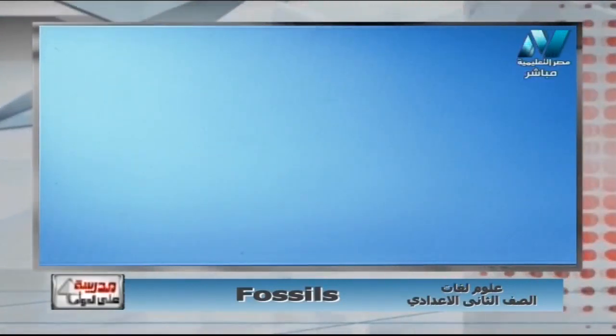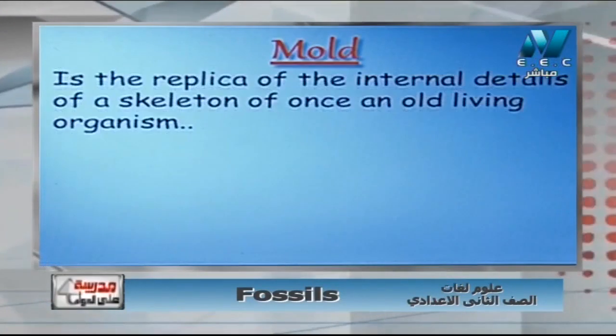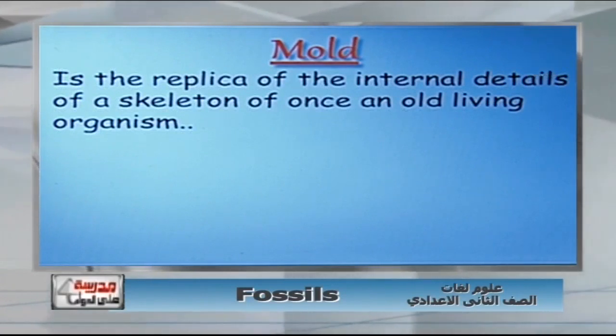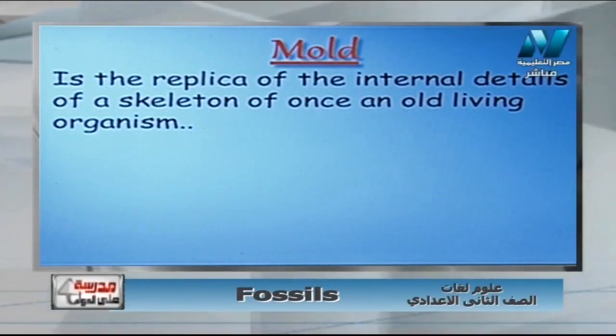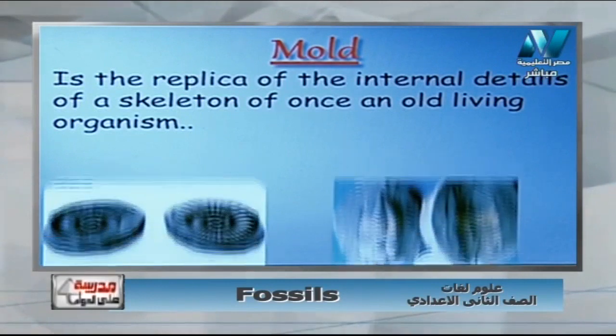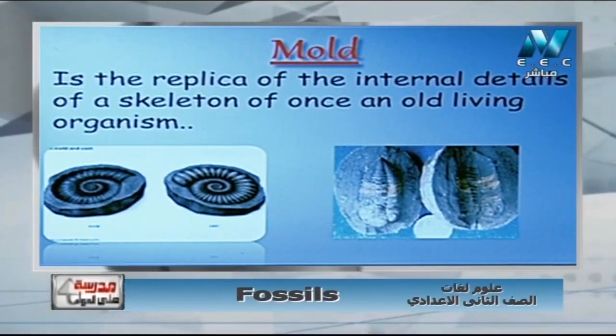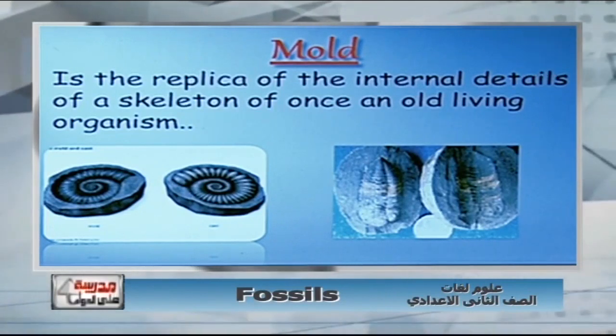Now we have a complete fossil. The second type is mold. What is meant by mold? It is a replica of the internal details of the skeleton of a once living organism. And this is a picture of them. Okay, let's explain the definition of the mold and the cast and the difference between them.